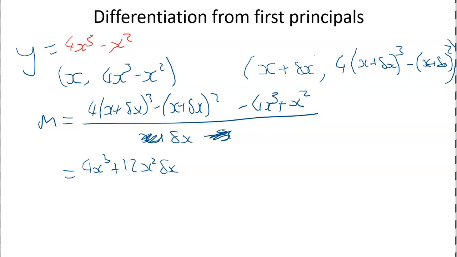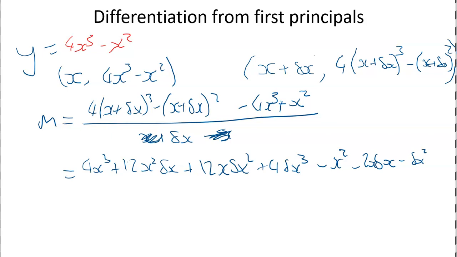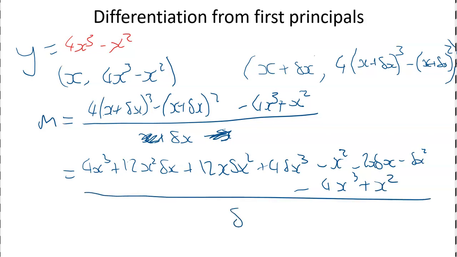Right, where are we up to? So we've done that squared, so then we have 3 lots of x times delta x squared times 4, which is another 12x delta x squared, and then we have plus 4 delta x cubed minus x squared minus 2 delta x, x delta x, times them together, and minus delta x squared minus 4x cubed plus x squared, all over delta x.